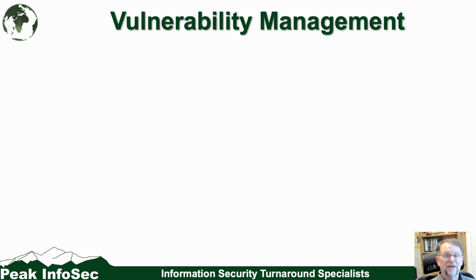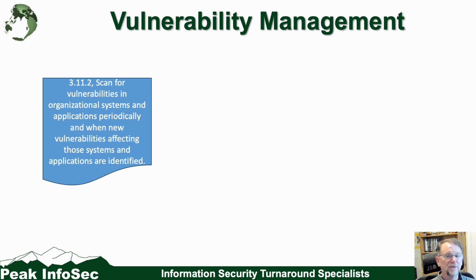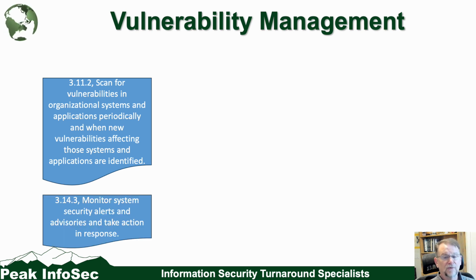Vulnerability management. Here's another one we see screwed up all the time. So vulnerability management, yes, we'll start with 3.11.2. First, you've got to define how often you're going to be scanning. Now, a little distinction there about system scanning versus application scanning can cause bifurcation, because application scanning is for custom development. The other related part of vulnerability management is 3.14.3.